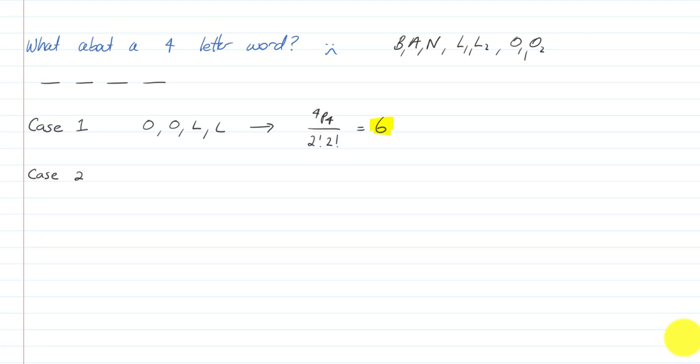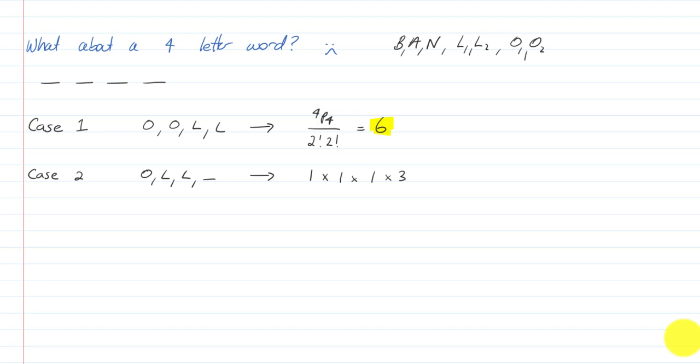And in case 2, what if there was 1 O but 2 L's? So we've got O, L, L, and then 1 other letter. So in this case, we've got a few things to consider. There is one way of choosing the first O, times by 1 way of choosing the L, because we're given that, times by 1 way of choosing the L, keep on writing L, times by 3 ways of choosing that last letter, B, A, or N. And that gives us 3.